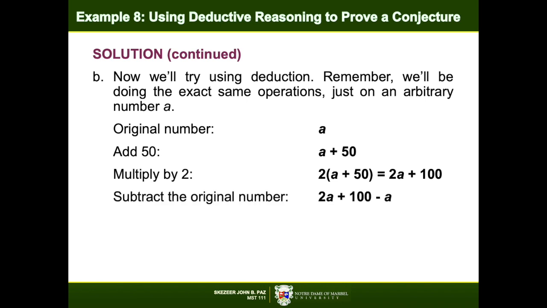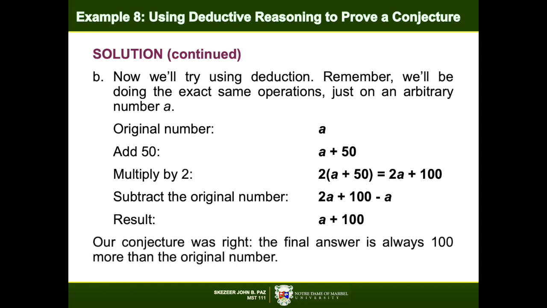And then we subtract the original number. So 2A plus 100 minus A. So the answer here is A plus 100, where A is our original number. And that's it. Our conjecture was right. The final answer is always 100 more than the original number. So in short, you just simply add 100 to your original number, and that will become the result.